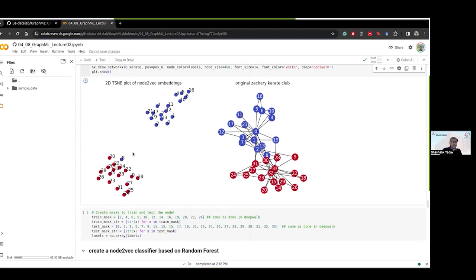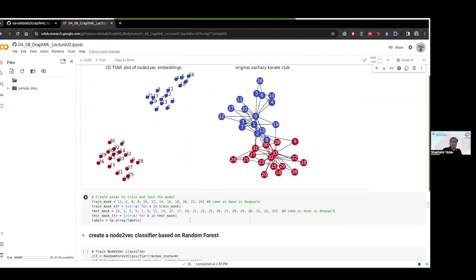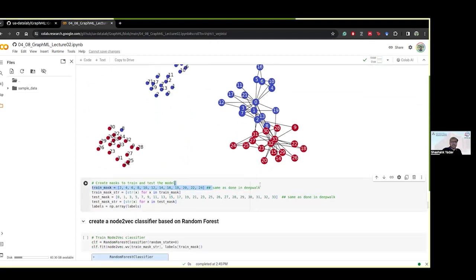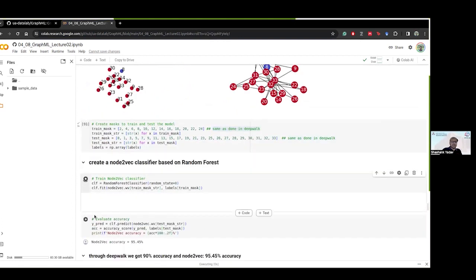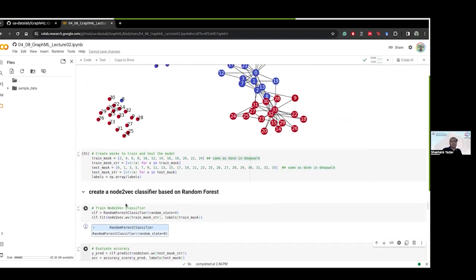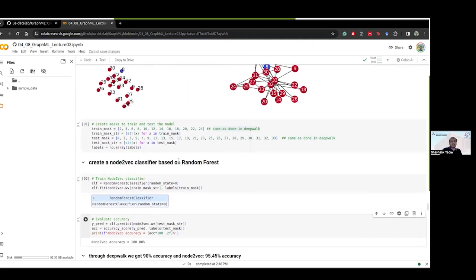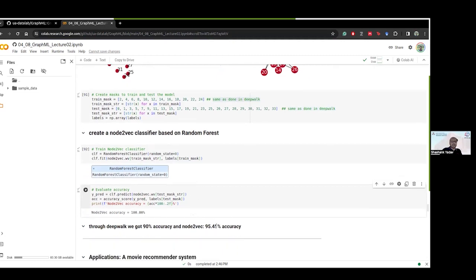Okay, and then we can do the same formulation again here, which was the same as done in DeepWalk. We have the same masks here. We run it and then we can train this, and see, we get 100%. Yeah, which means that doing biased random walks based on those parameters can generate better embeddings. And I think it's stochastic, because when I ran it, it gave me 95%, but right now it's giving 100%.